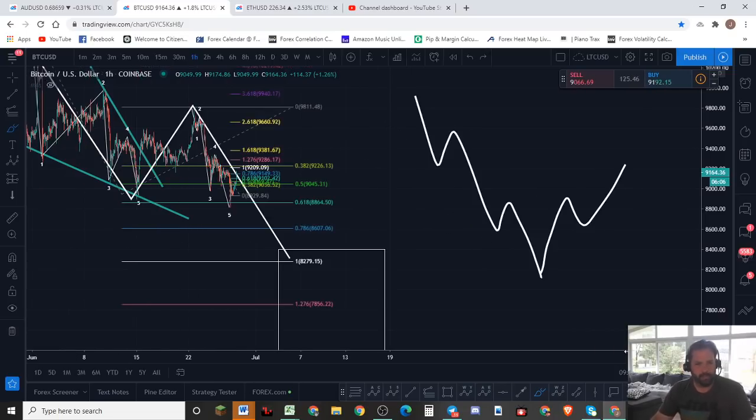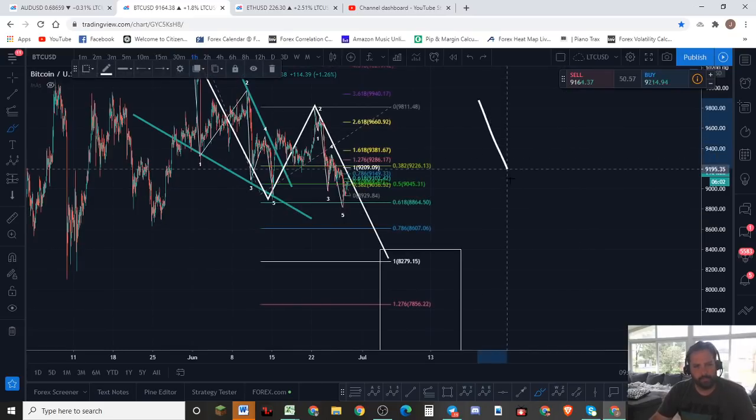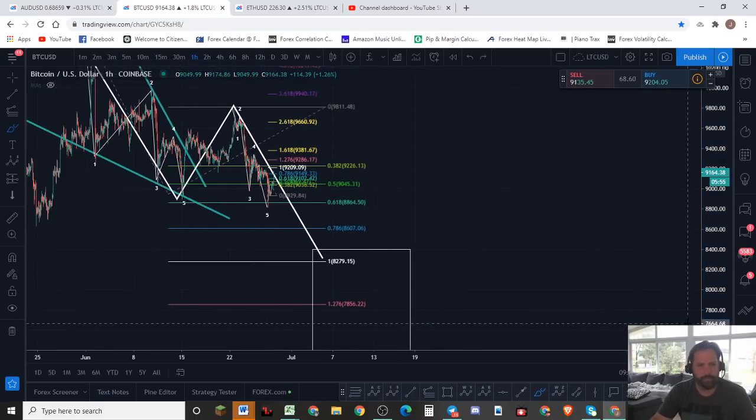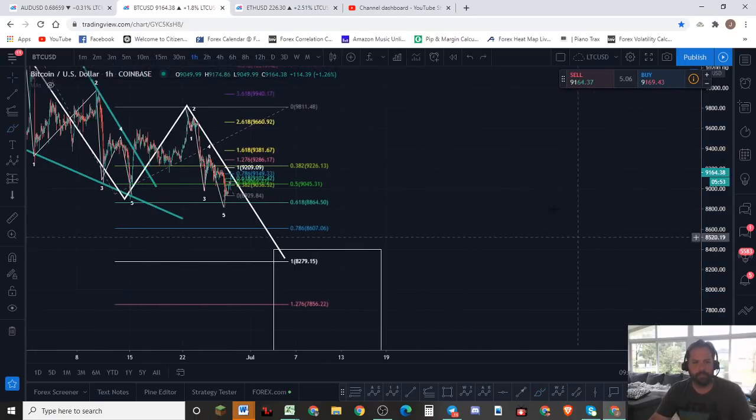So that's an example of a three-wave pullback after a five-wave move. Okay, so basically the market goes down, it'll come up and correct, continue down, correct, and down like that. That's the way the market moves. Okay, so generally it moves in fives and threes.